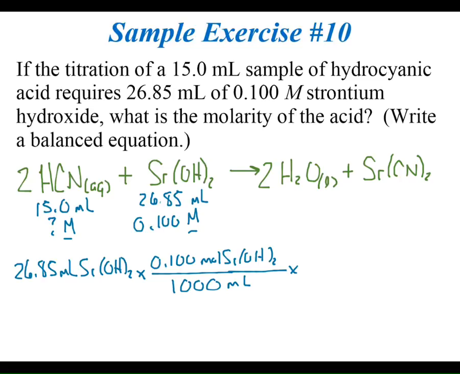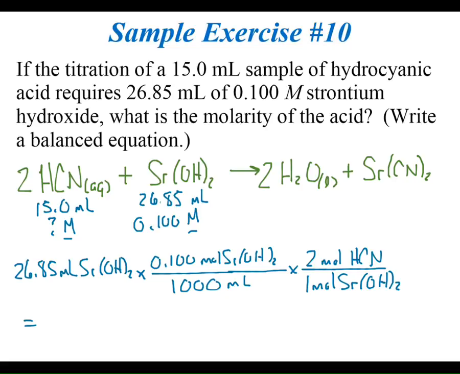But I want to turn strontium hydroxide into hydrocyanic acid. What's the relationship between the two? Now it's not 1 to 1, right? 1 to 2. For every 1 strontium hydroxide, I neutralize 2 HCN, right? See that? So for every 1 mole strontium hydroxide, I neutralize 2 moles HCN. So how many moles of HCN is that?